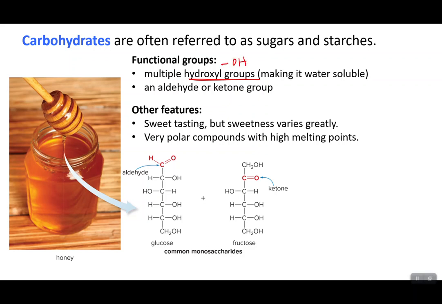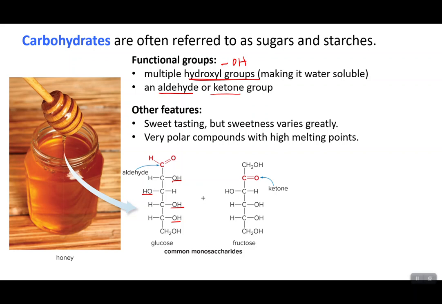And you're going to see that throughout your carbohydrate molecules, there are going to be a lot of these groups attached to your carbons. This is going to make it very water soluble since these OH groups have the capability of hydrogen bonding with water. You're also going to see that there are going to be aldehydes and ketones, which are also going to dictate the types of chemical reactions they can undergo.